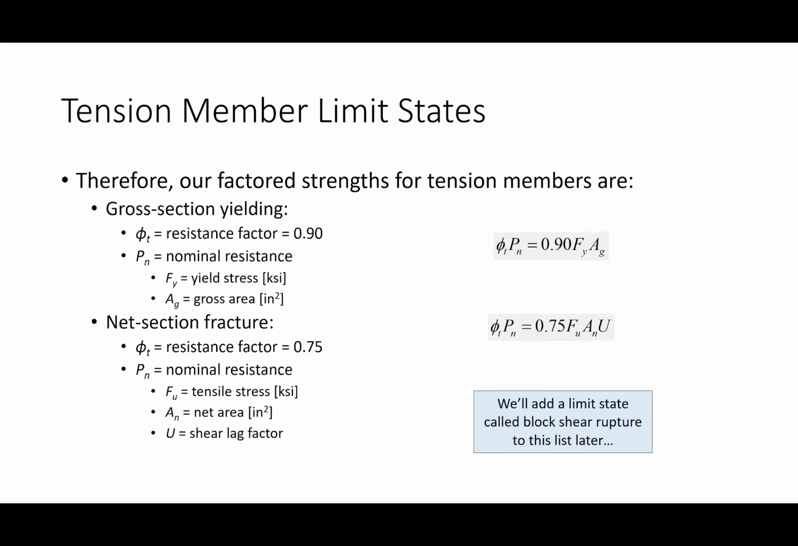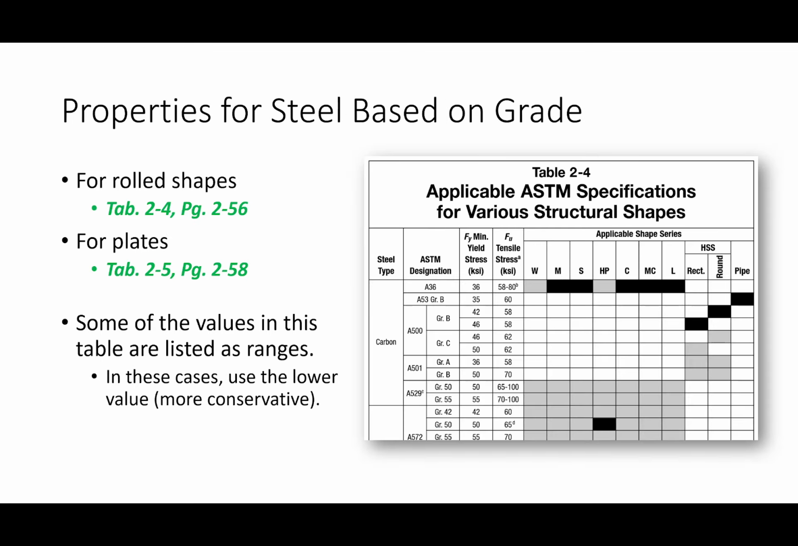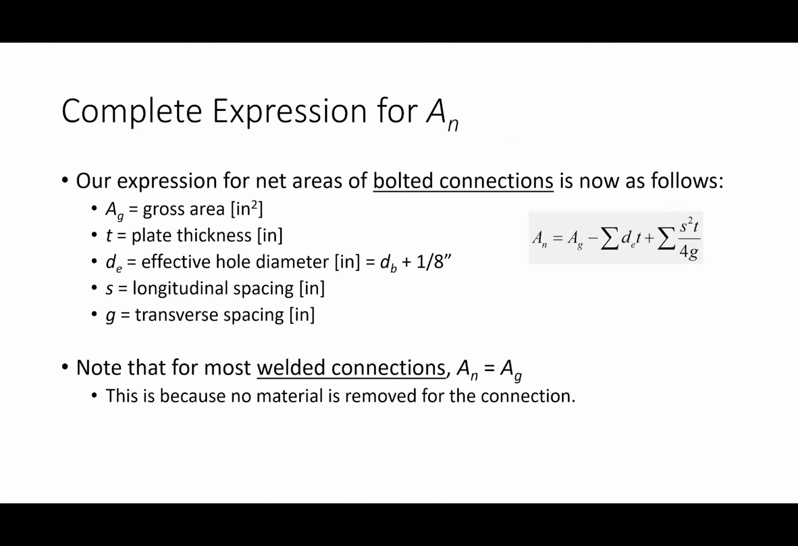Tension member limit states: we have gross section yielding and net section fracture, and we've added a limit state called block shear, so we know what that's like. We know that we can get properties of steel from Table 2-4. Again, this screen capture doesn't match exactly what's in the manual because it's from one spec prior. They haven't released a digital edition of the 16th yet, so some of my pictures might still go off the 15th, but you've got that with you.